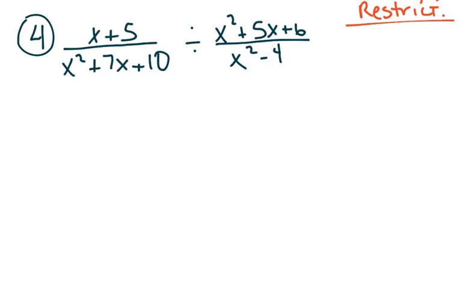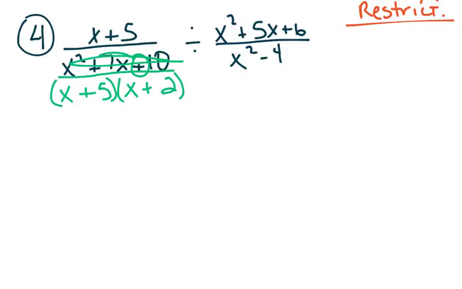Okay, so here is our next example. Again, we have to go for our restrictions, but I'm going to go ahead and factor this denominator here. It will be easier to find the restriction if I factor it first. So x and x, 10 is 5 and 2. Both the signs are the same. They're both going to be plus.